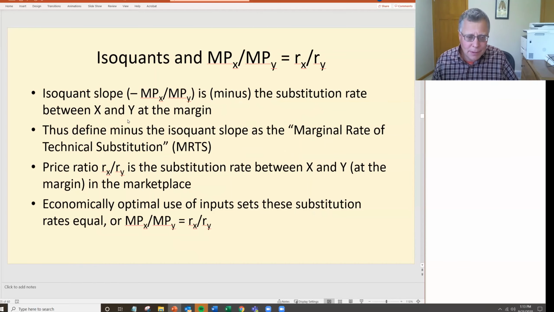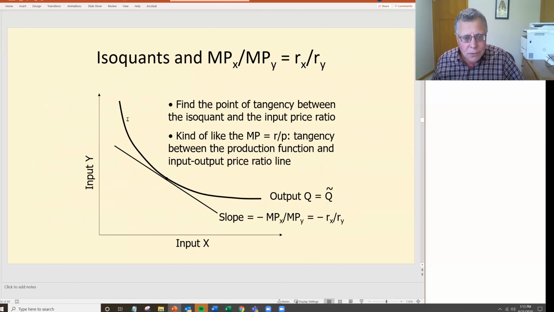So what's the economically optimal? We said the equal margin principle says that the ratio of the marginal products is equal to the ratio of the two input prices. So MPX divided by MPY is supposed to be equal to RX over RY. Those two substitution rates are supposed to be equal. So if you look at it graphically, you got your isoquant here, and then you got the slope of that price line. That price line is the ratio Rx over Ry with the minus sign in there.